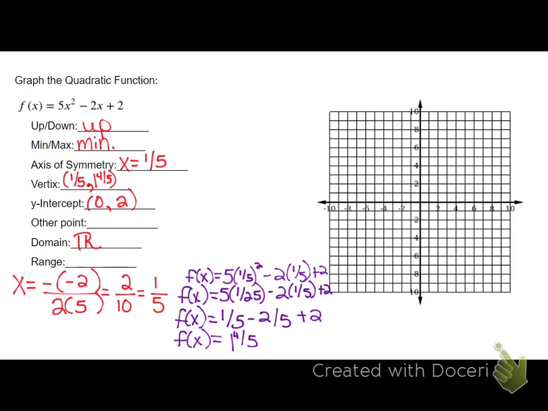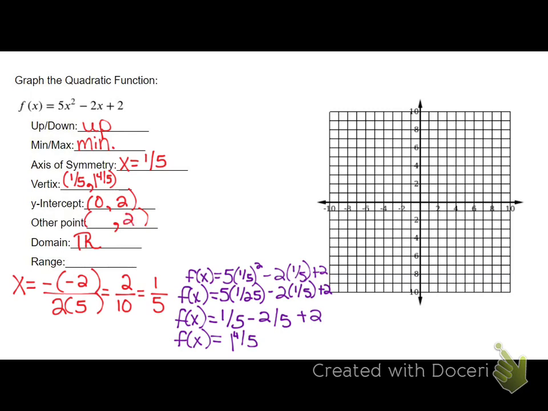Now, our one other point, remember, is going to be symmetrical to our y-intercept. Because we're going to have that vertex, then we're going to have the y-intercept. We want that one other point symmetrical to the y-intercept. So if I want it to be symmetrical, what's going to be my y value for my one other point? 2. I think somebody said it over here.